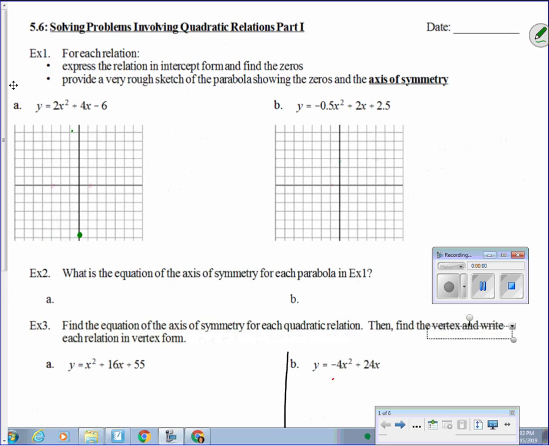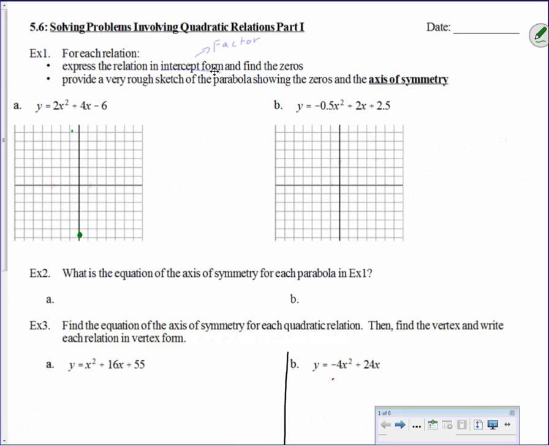Alright, so let's begin. Remember, when we're finding the intercept form, if we have the standard form, like we have right here, we must factor it and then find the zeros. The graph is given by the standard equation y = 2x² + 4x - 6. The -6 is the y-intercept, so we can easily plot that on our graph, somewhere down here. So now we have our first point that we can use and mirror in our axis of symmetry.